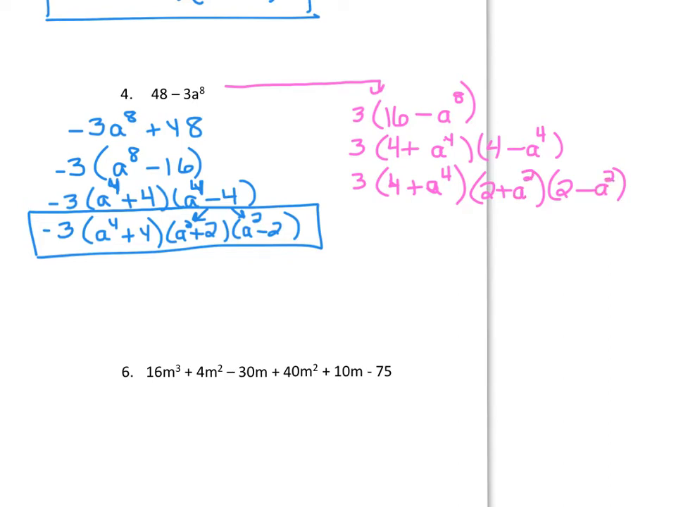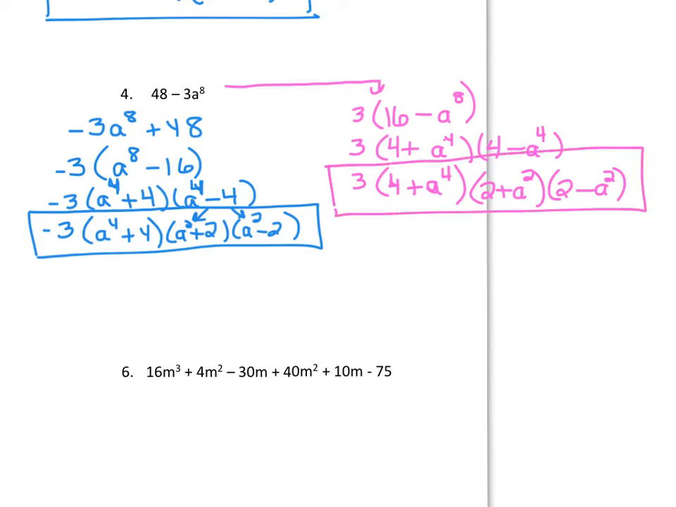And then again, you want to look and say, can I factor further? Well, we don't have a difference, we don't have a difference. And although this is a difference, 2 is not a perfect square, so I can't factor further. So this would be my answer. Okay, so you could do it either way.